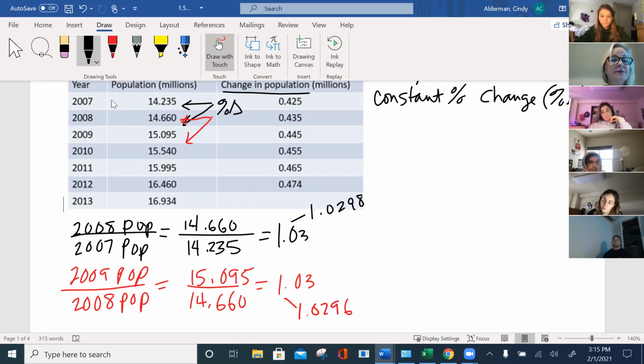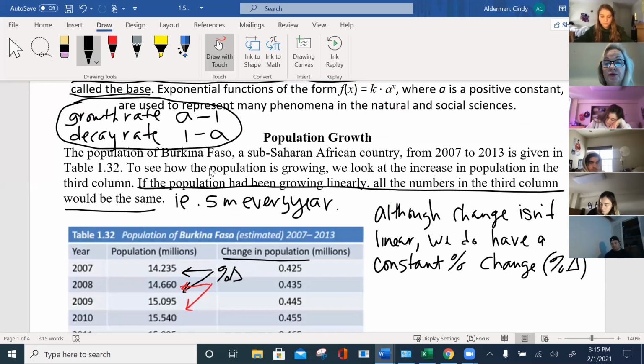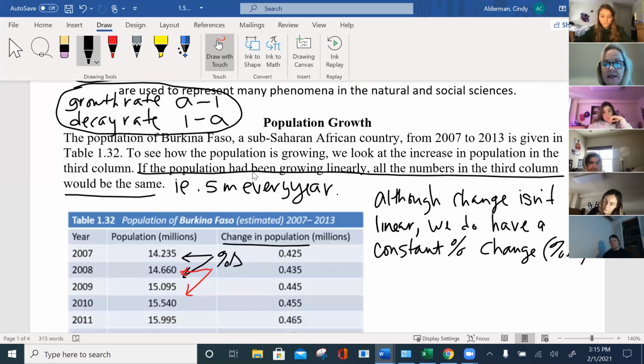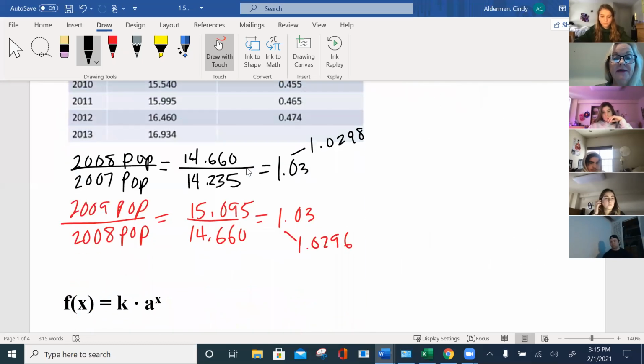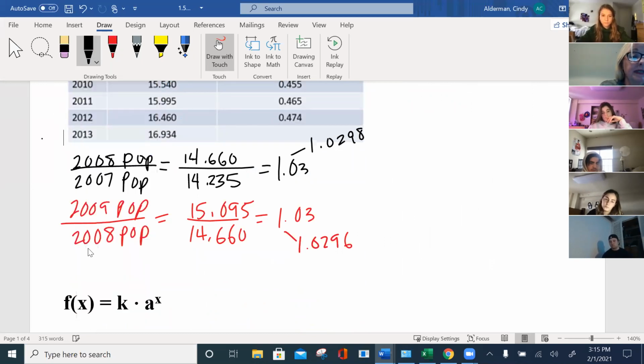Increasing. Yeah, definitely, right? Look, it went from 14 point something million to 16 point something million. So it's continually increasing. It's important to know this is an increasing function because, like I said up here, in order to find the growth rate, you're going to take your A value and subtract 1. So our A value here, what we just did, and I should tell you, what we're doing here is finding your A value in both cases.